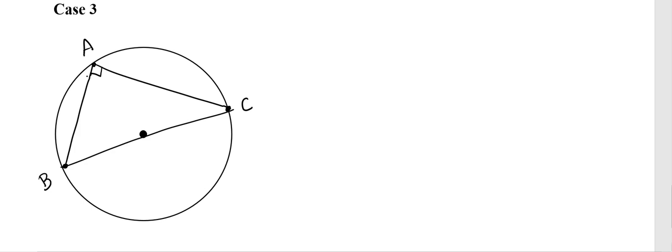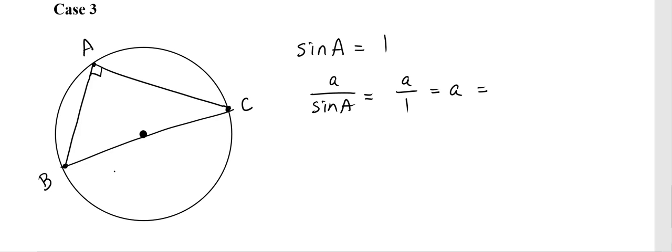So the center of the circumscribing circle lies on one of the sides in the case of a right triangle. Okay, so we can establish the law of sines using simple right triangle trigonometry. For example, the sine of A would be 1 because the sine of 90 degrees is 1. And we've got a over the sine of A, therefore, is a over 1, which is a. But a is this side opposite angle A, which is twice the radius of the circle. So a over sine of A is 2r.